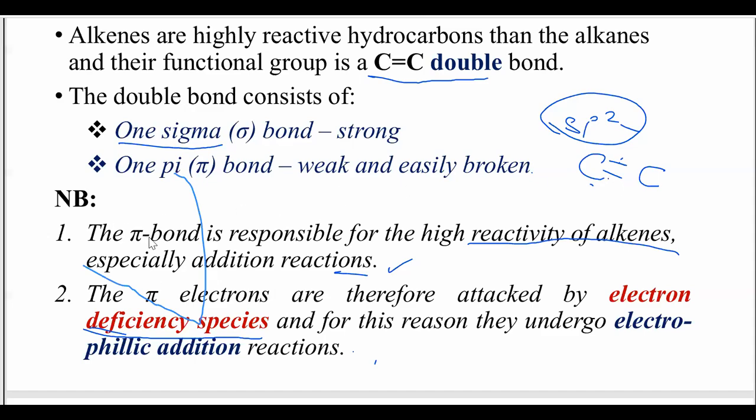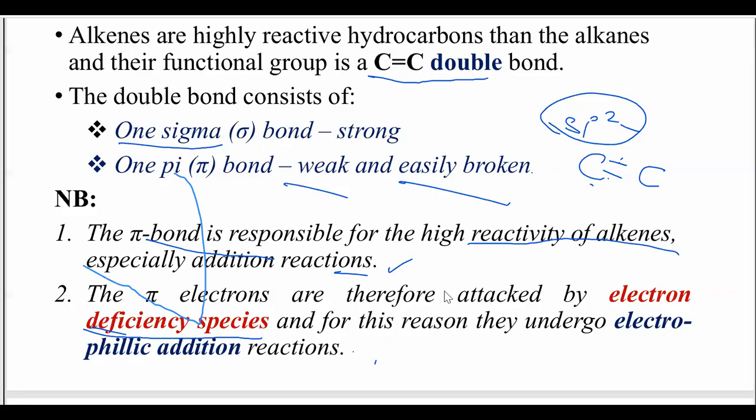So we are saying that this pi bond is the one responsible for the high reactivity of alkenes. Why? Because it is weak and therefore it can easily be broken. So during the reaction, the pi electrons are the ones attacked by electron deficient species because they can easily be broken and therefore they are exposed. They can easily be attacked by the species or substances which are yearning for electrons. We are going to look at that in our next lesson.